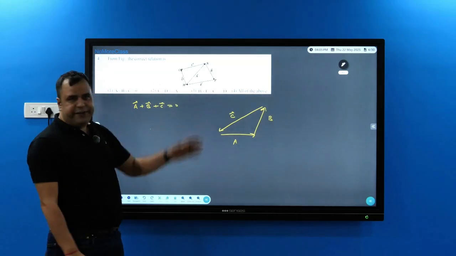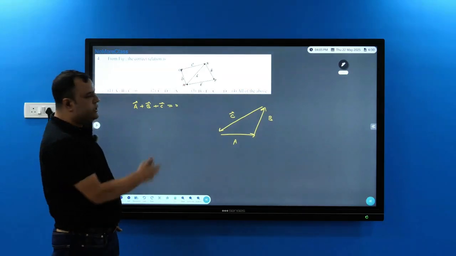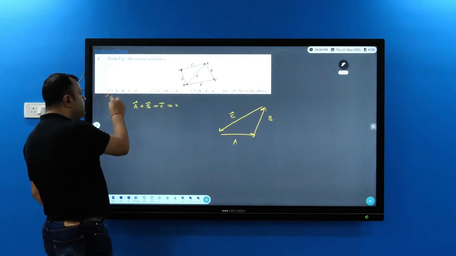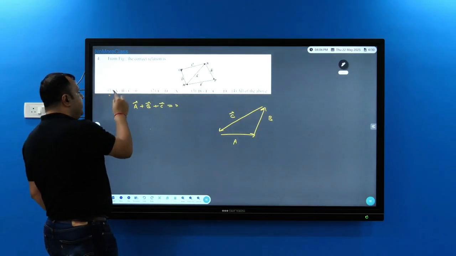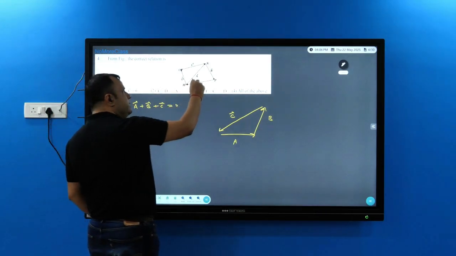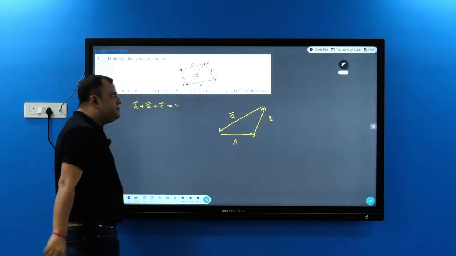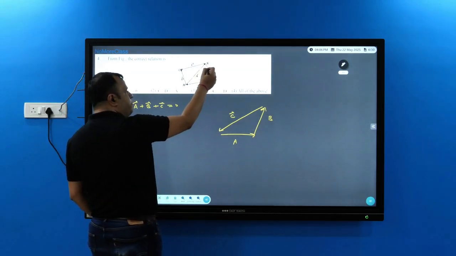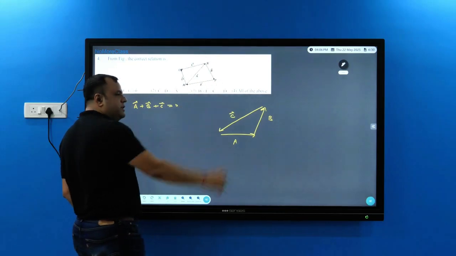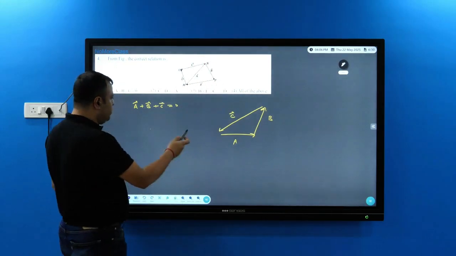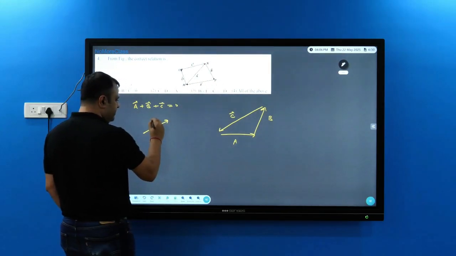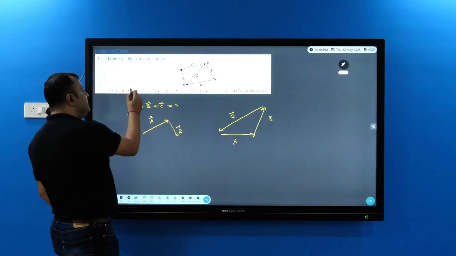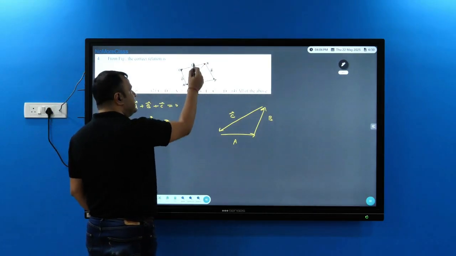So I will be checking each and every option using the triangle method. Okay. So this is the diagram. Let me check the first option. In the first option, they are saying A plus B plus C. So this is my A. This is my B. In case of B, the tail of B is joining with the head of A. So there's no issue in that case. This is A and this is B. And then you are adding the C into it. So this is not C. This is E. The C is here.